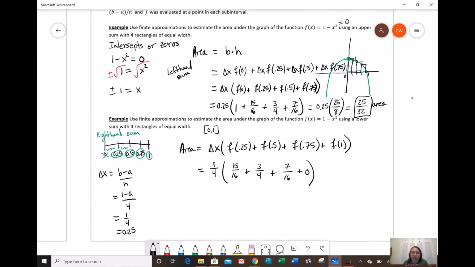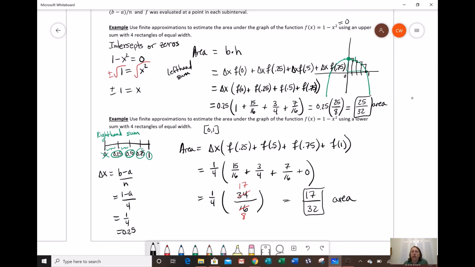All right, if we add all these together and multiply by 1/4, let's see, 22 and 12 make 34. Make sure you get a common denominator here, or punch it in your calculator and get a decimal, which we can reduce. Let's see, 34 divided by 2 is 17, and 4 times 8 is 32. So we end up with 17 over 32. So this is the area for the right-hand sum.